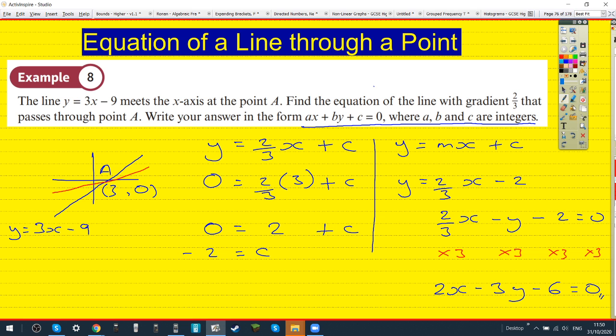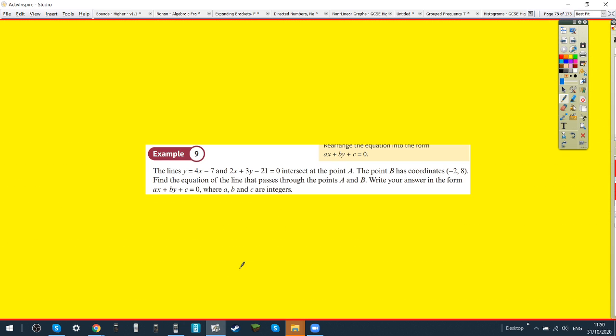Yes, let's see. So you could have subbed the y into this to solve for it, but it's much easier to say, well, if it meets the x-axis, y is 0. So when y is 0, x is 3, so the coordinates of A is 3, 0. And then you just sub x and y and m into y equals mx plus c. You find c. Sub all those in and rearrange. Okay. Unless you have any questions, let's try this bad boy.